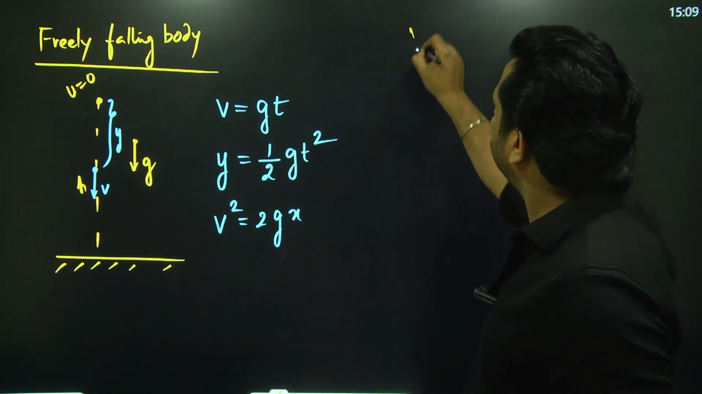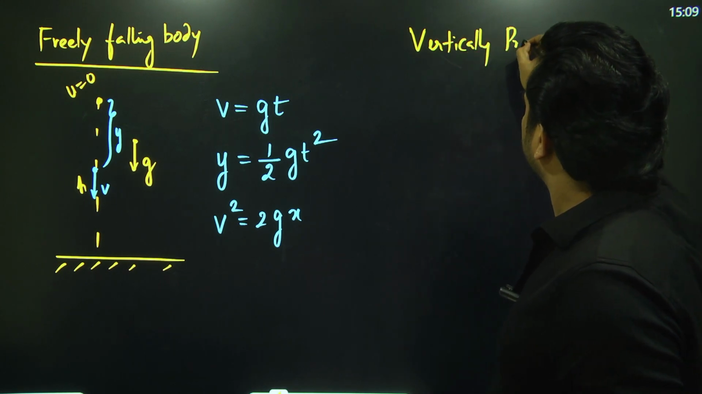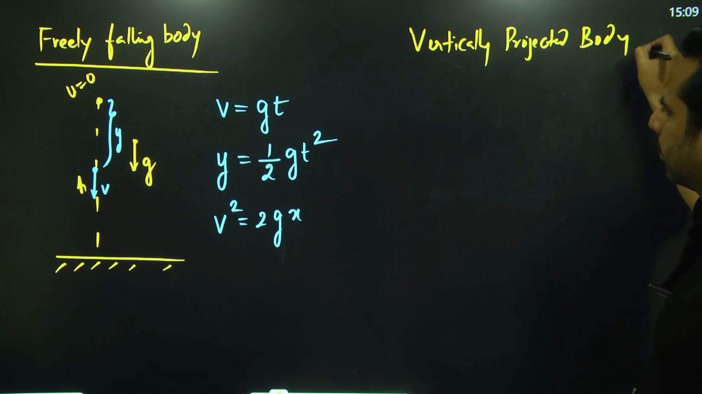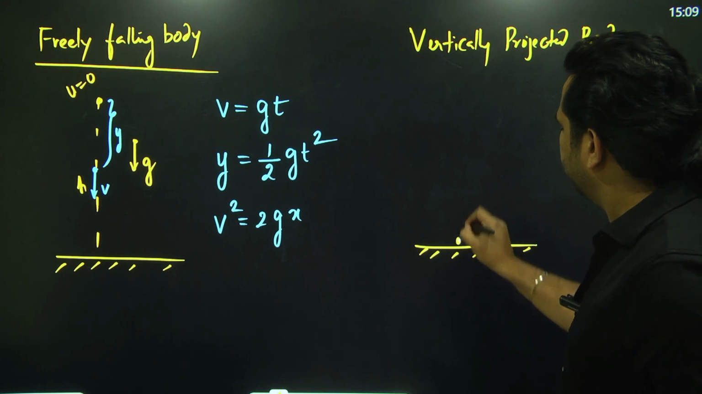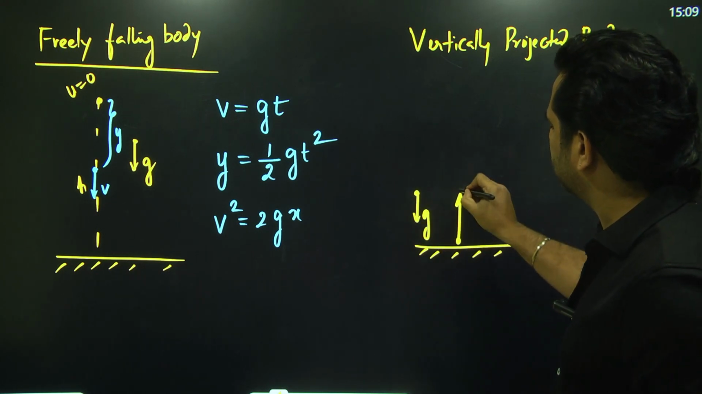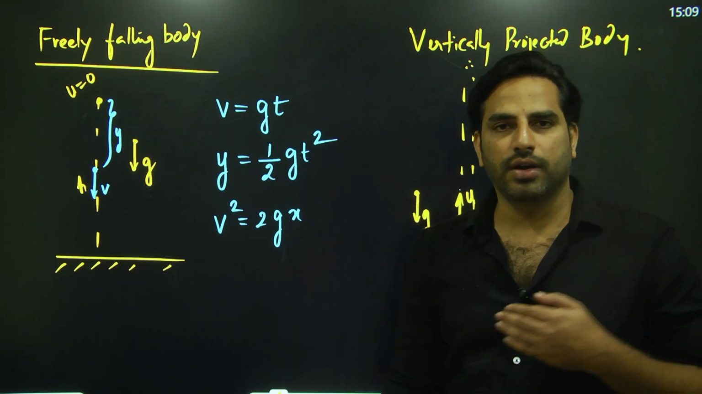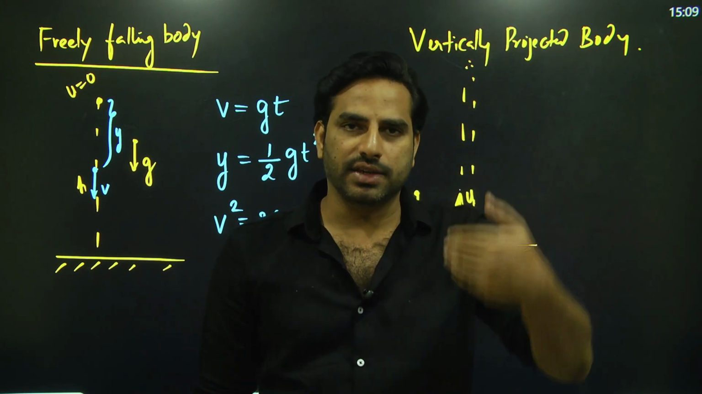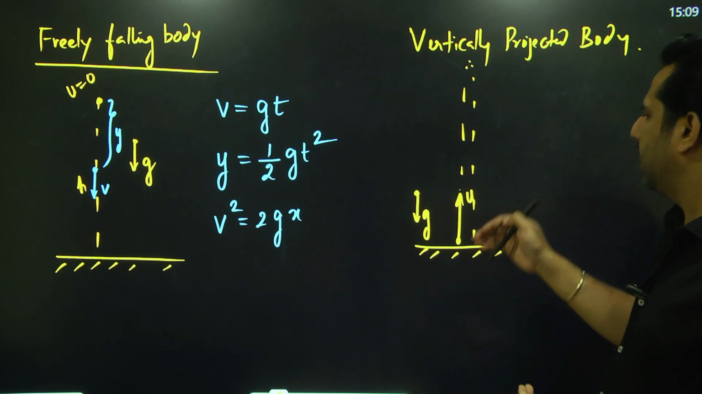And what is the case of a vertically projected body? Say a particle is projected from ground with a speed u up, and it is also having acceleration g downwards. So it goes to a certain maximum height and comes down because the velocity is going on decreasing. At one point the velocity will become 0. After that again it is a freely falling body. So the particle goes to a certain maximum height and comes down.